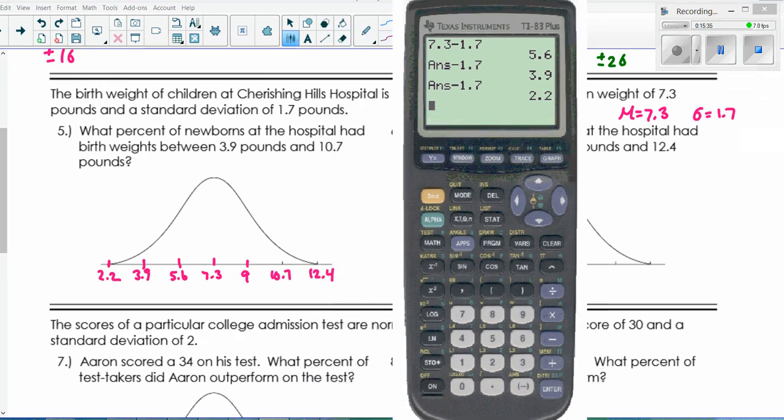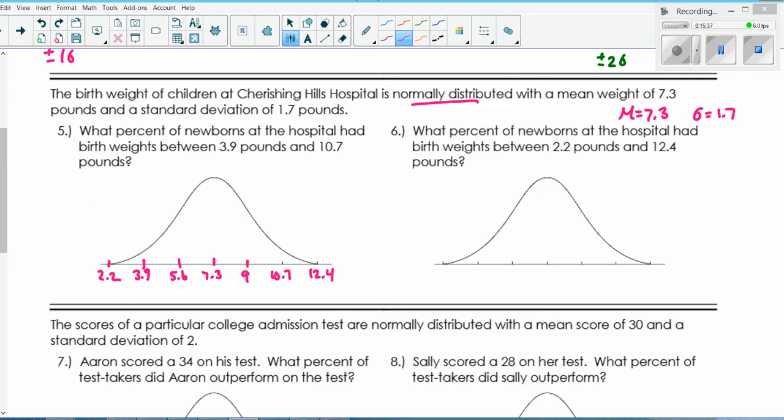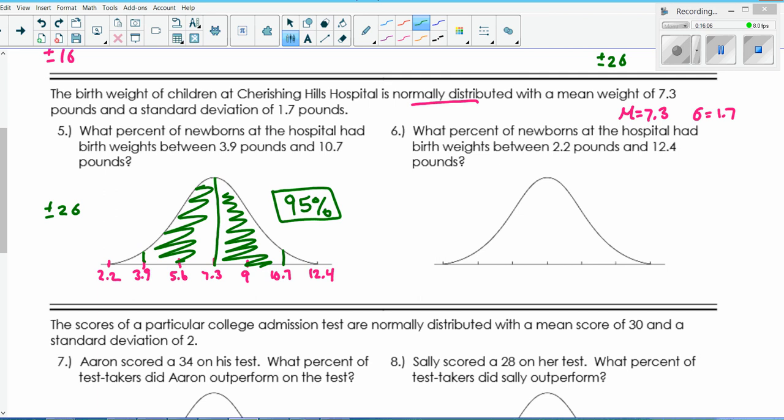Okay, so I want to know what the percentage is that it falls between those weights. Okay, so between 3.9, so that would be here, and 10.7, which would be here. Here's my middle. Okay, notice that this is 2 standard deviations to the left, and this is also 2 standard deviations to the right. So since it is plus or minus 2 standard deviations, that would mean the probability would be a 95% chance. Alright, great, let's try again.